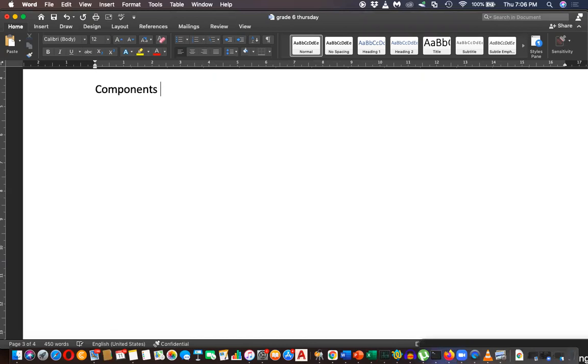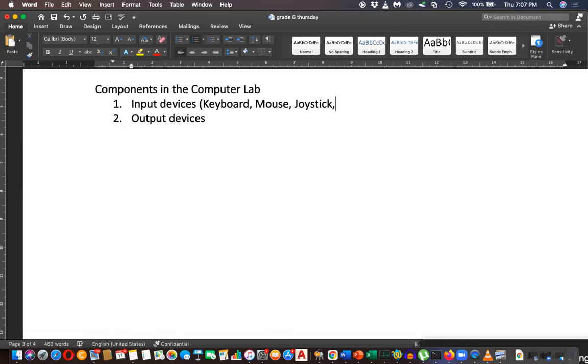So please write down: components in the computer lab. First, input devices. Let's write a few examples also. Input devices: keyboard, mouse, joystick, webcam, scanner, microphone.